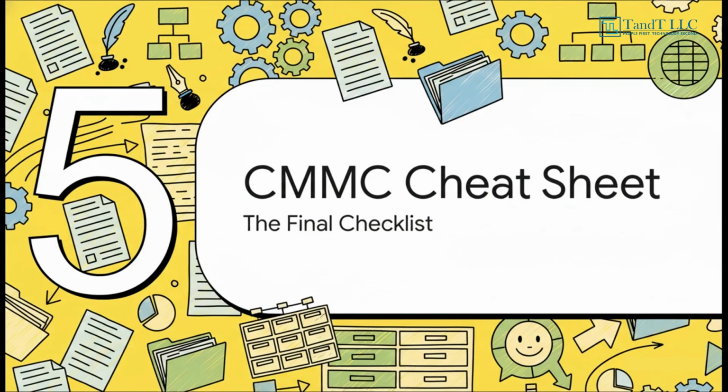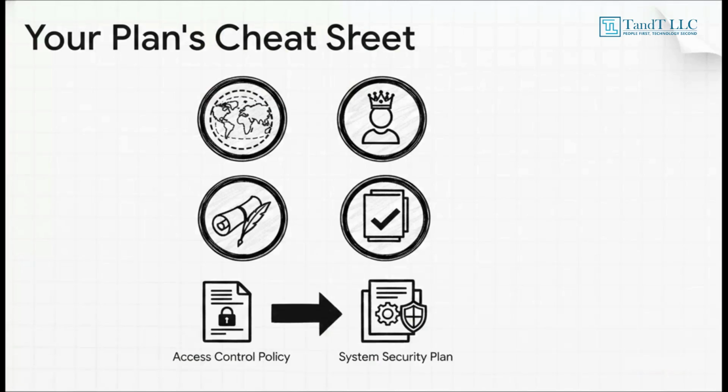Look, CMMC Level 2 sounds super intimidating. I get it. It seems like this giant mountain of paperwork. But here's the thing. At its heart, it's really just about being organized. It's about seeing your sensitive data not just as information, but as a critical asset that you need to protect. So let's wrap this up with your final cheat sheet. First, define your system boundary. Draw that map. Second, spell out the roles and responsibilities for everyone.